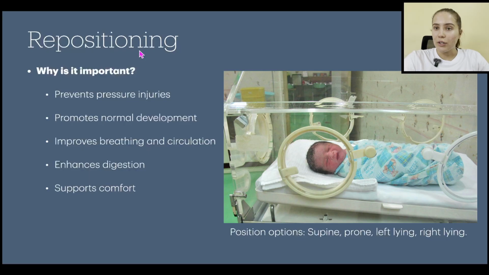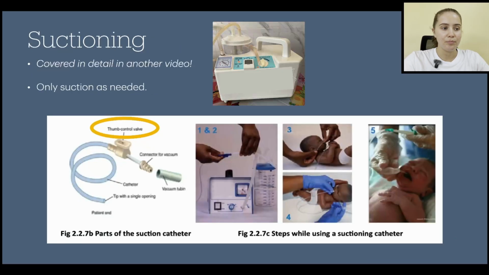Repositioning is very important during your touch time because it prevents pressure injuries. It promotes normal development, especially for the baby's head. It improves their breathing and circulation, enhances digestion, and supports their overall comfort. There are a few different positions you can do. One is supine, or laying on their back. Prone is laying on their stomach. Left lying and right lying. Every 3 hours, you want to reposition the baby.